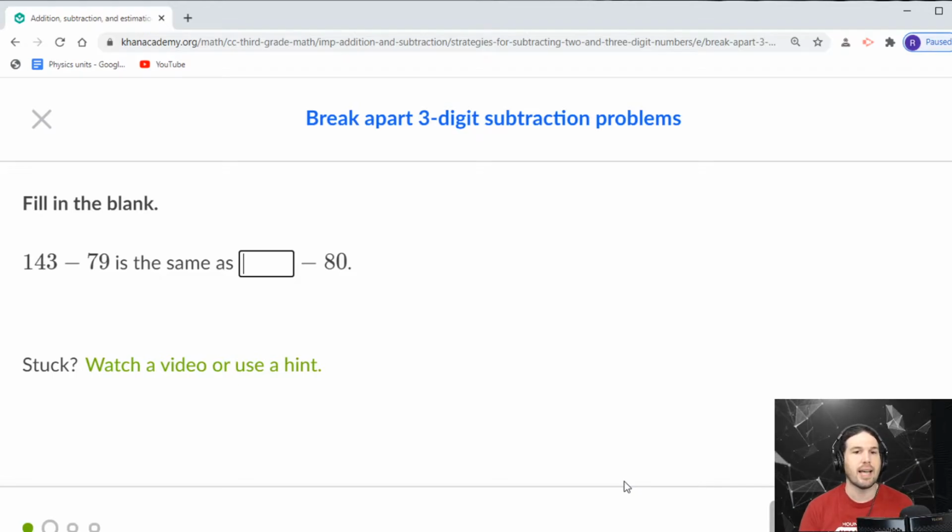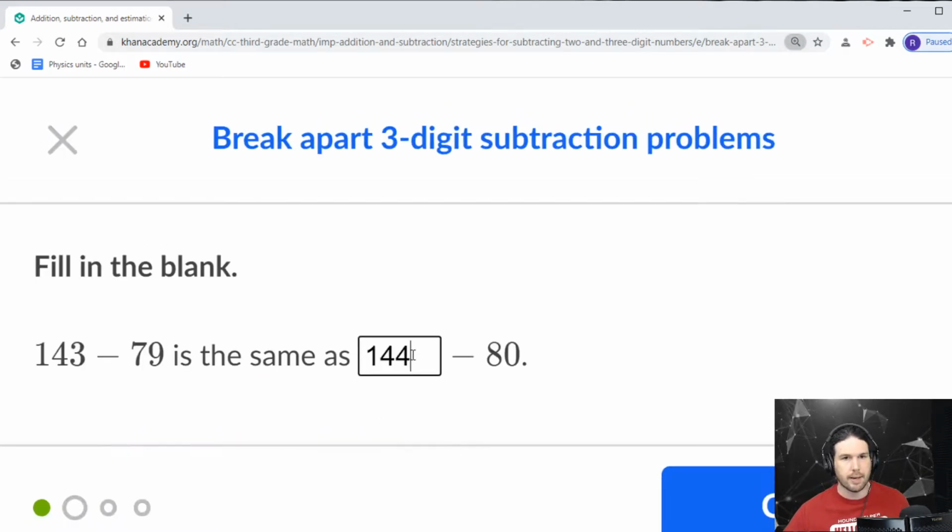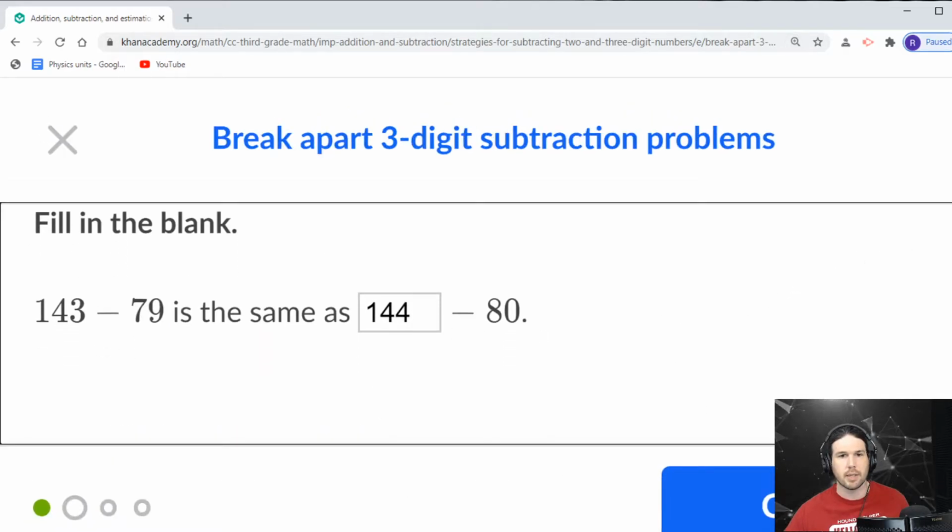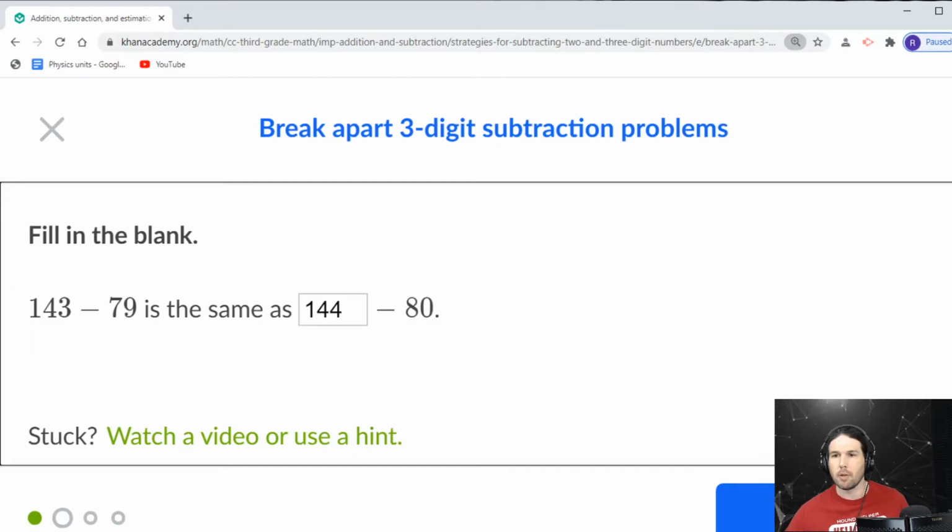143 minus 79 is the same thing as, well, that would be 142 minus 80. Wait, it's minus, not plus. It would have been 142 if it was plus. I think it's 144. Because if we're going to add a negative one, and that's actually really good. I'm going to go ahead and zoom in a little bit, and I'm going to write down on this, because that was good. I almost tricked myself there.